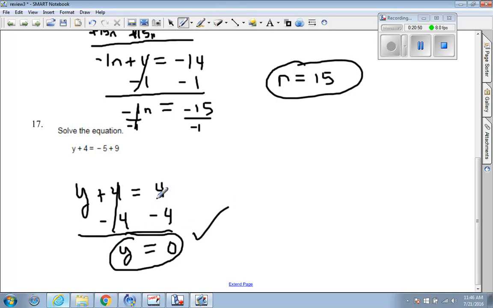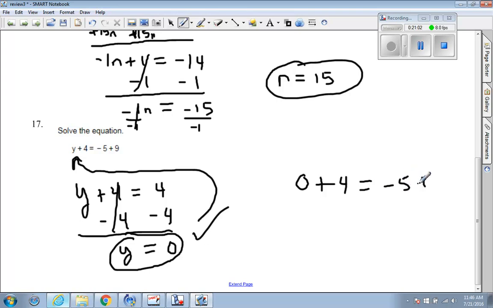Okay? And on top of that, just throw it back into the original. It makes sense. Is it true that 0 plus 4 balances with negative 5 plus 9? Yeah, so that's true.